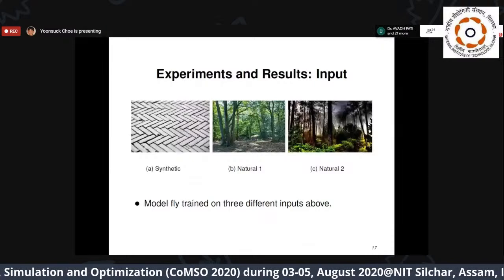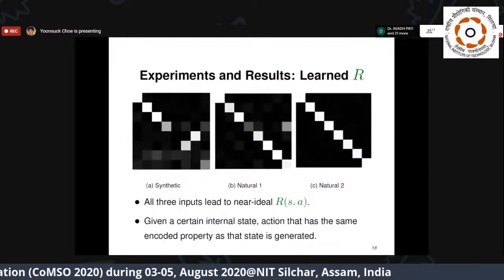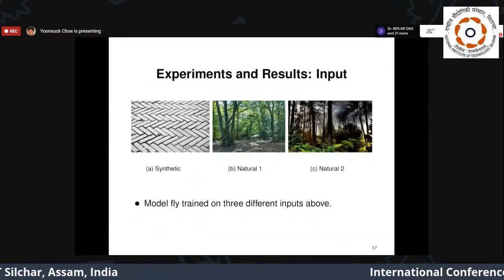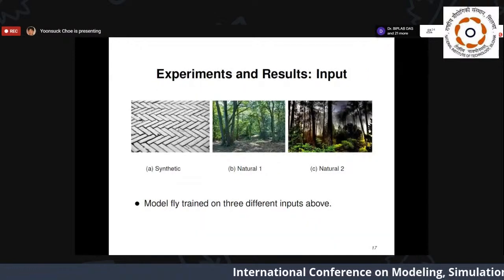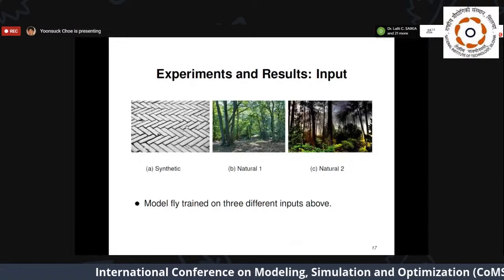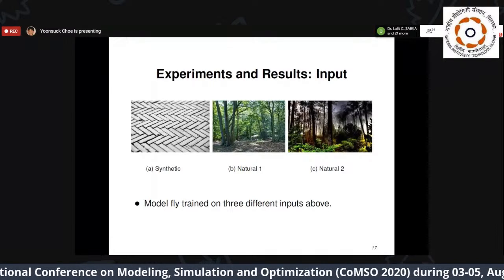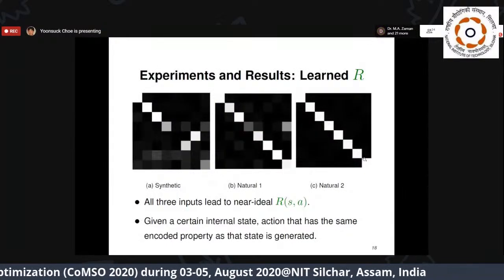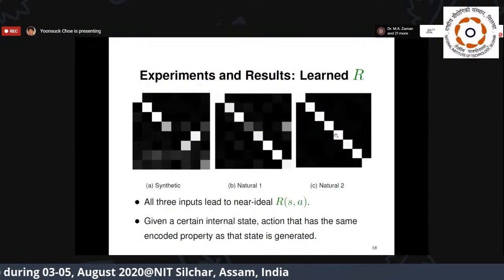Then we trained it with three different images. For the synthetic input, the results are not as clean, whereas in the natural scenes, we get a fairly diagonal result, which is close to the optimal.